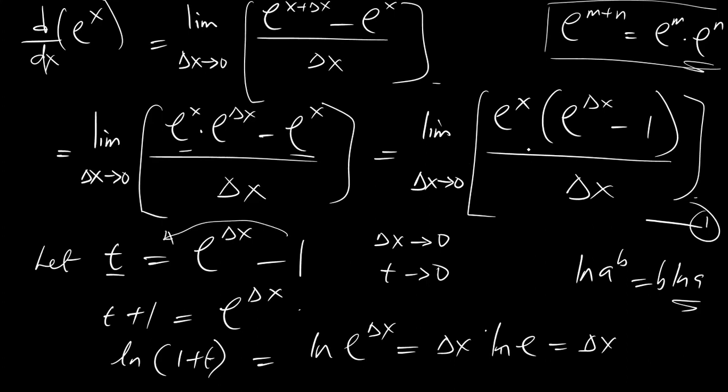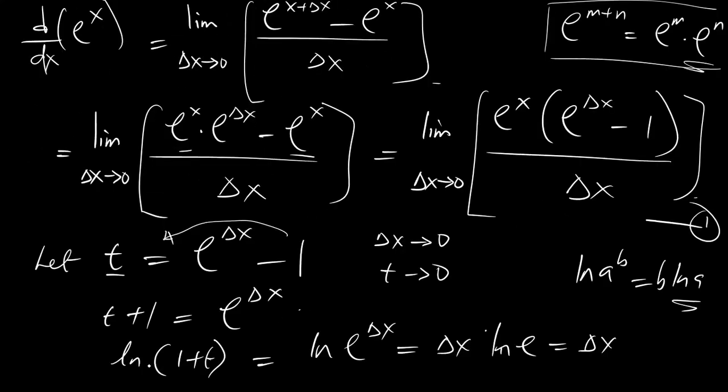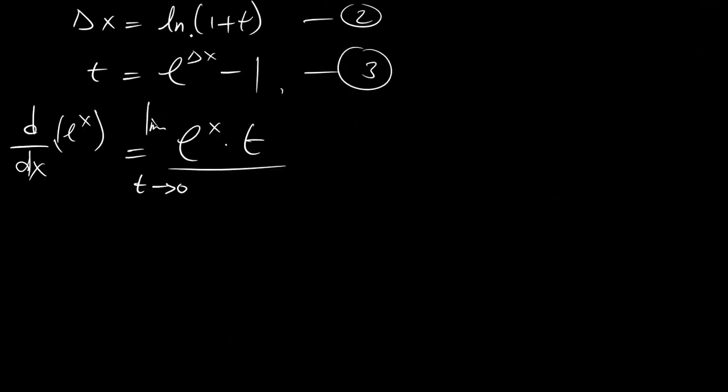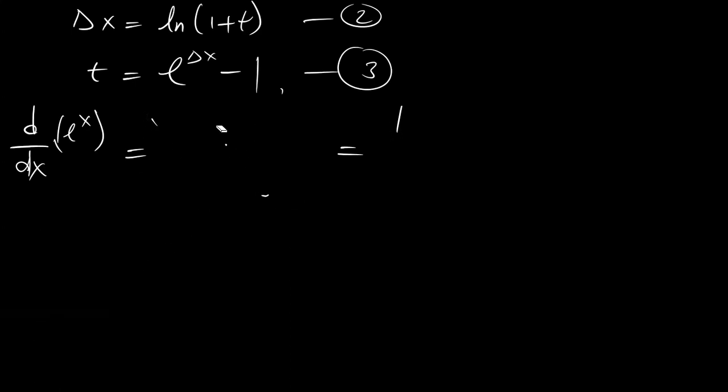Then here, e to the power delta x minus 1 is t, so we replace that with t, divided by delta x, which is ln of 1 plus t. Let me write it properly. Sorry, let me just clean this and write it properly. It was not well arranged.